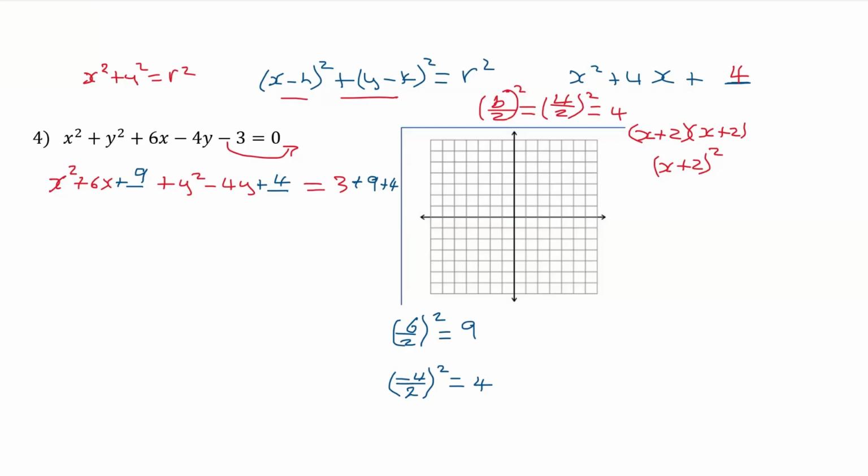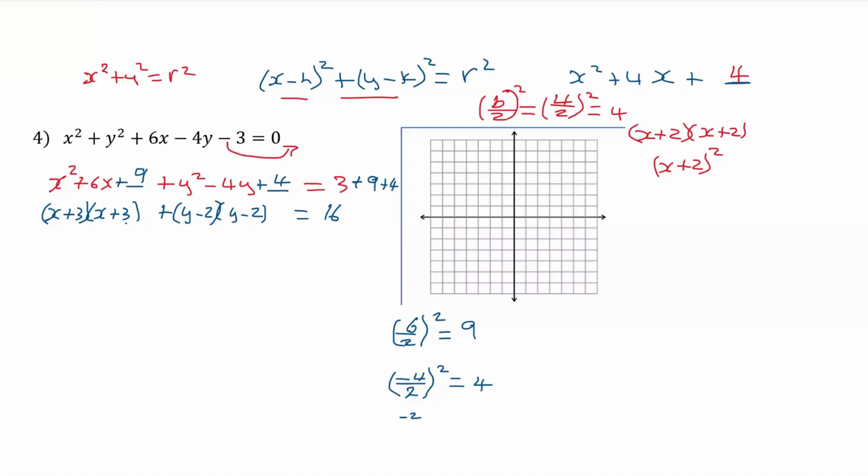So now you can go ahead and factor x squared plus 6x plus 9. When you factor that, you get x plus 3 times x plus 3. You don't have to worry about what two numbers multiply to give you 9 and add to 6. That number is always in the parentheses. 6 over 2 is 3, so that's why this 3 is here. The next one is going to be -2, because -4 divided by 2 is -2. So when you factor the y, you get y minus 2 times y minus 2. And when you sum what's on the right, you get 16.